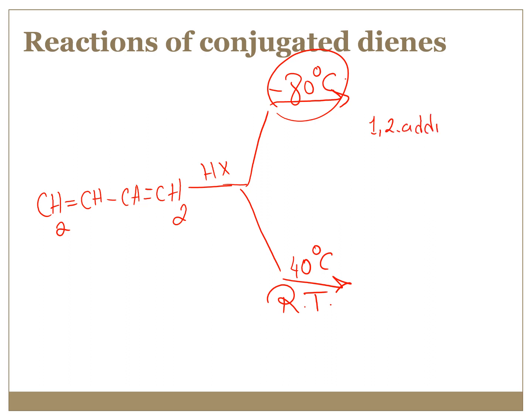Why do we get the 1,2 addition? We get the 1,2 addition because you have frozen your compound, which means that you did not allow it to do any of its processes. You did not allow the resonance. You froze the compound.